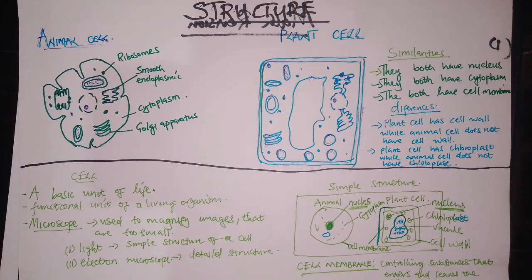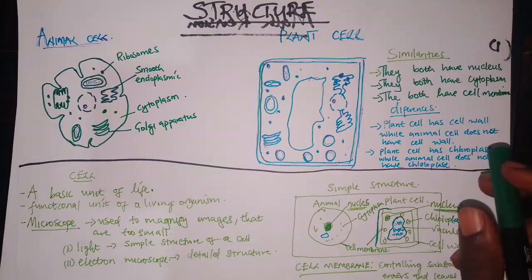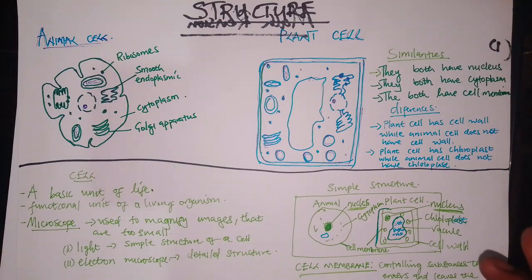In the previous video we looked at the similarities and the differences between an animal cell and a plant cell, the simple structure of an animal cell. In this video we are going to discuss the more detailed structure of a plant cell and an animal cell and their function.